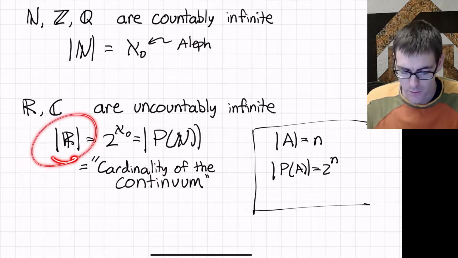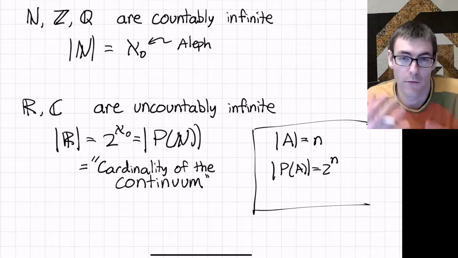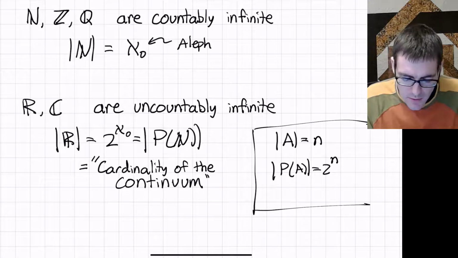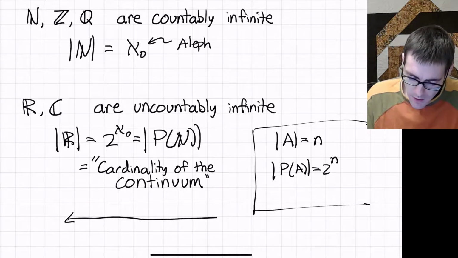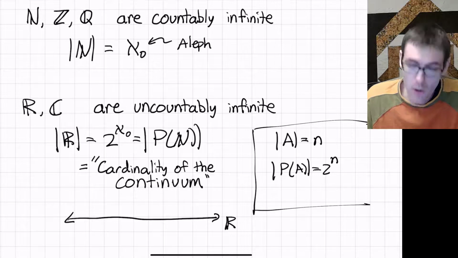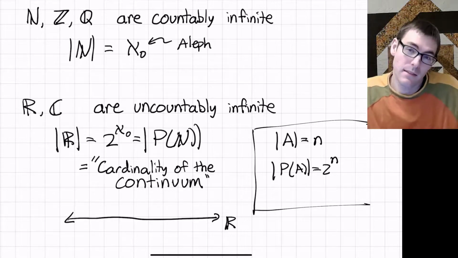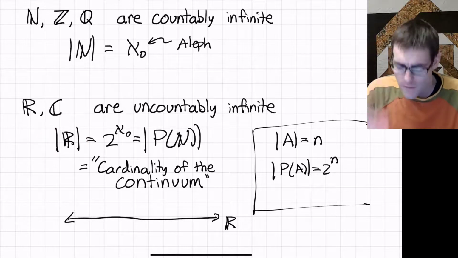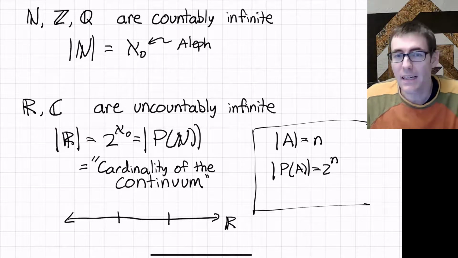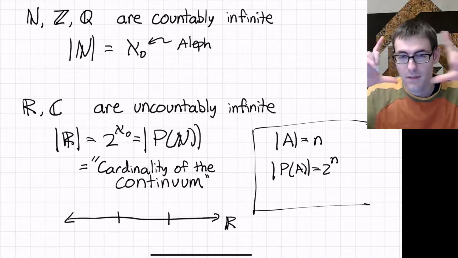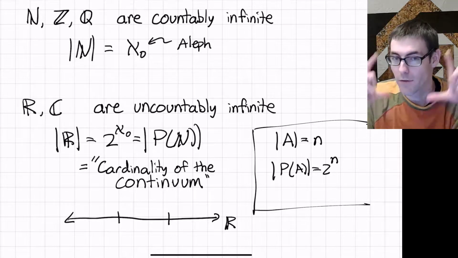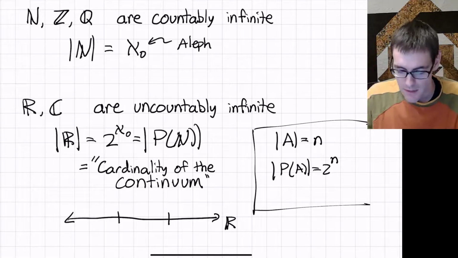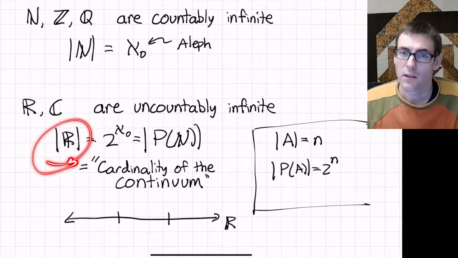Another name for the cardinality of the set of real numbers is the cardinality of the continuum. And we call this because if we take some number line, so we have all of our real numbers, obviously this set has the cardinality of the set of all real numbers, but it's also the case that if we take any interval and talk about the set of real numbers in that interval, the cardinality of this subset is going to be the same cardinality.